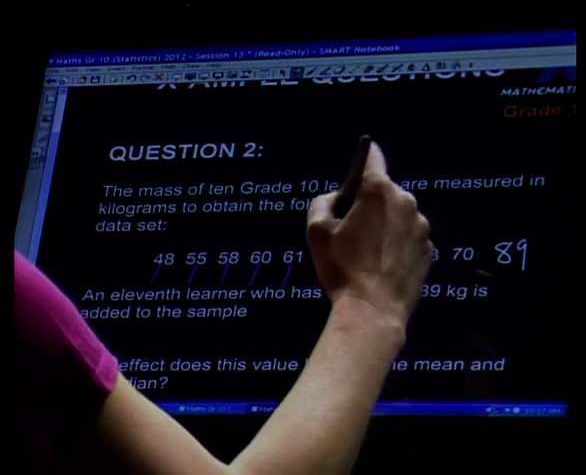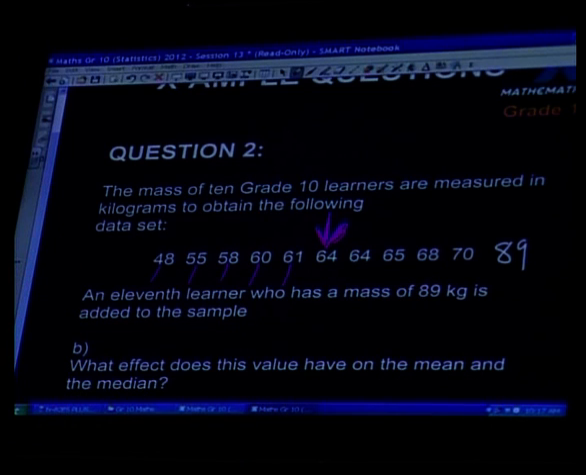64 will now be my middlemost number, and I think you guys will agree that that's not such a big difference from 62.5. So big effect on the mean, not so big an effect on the median.